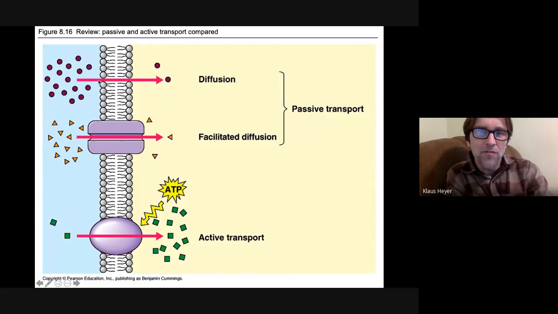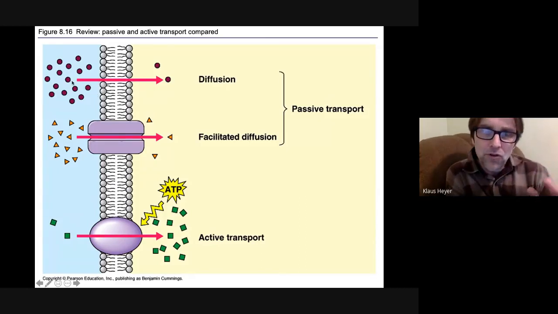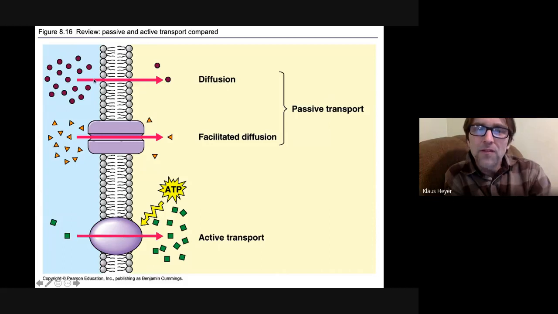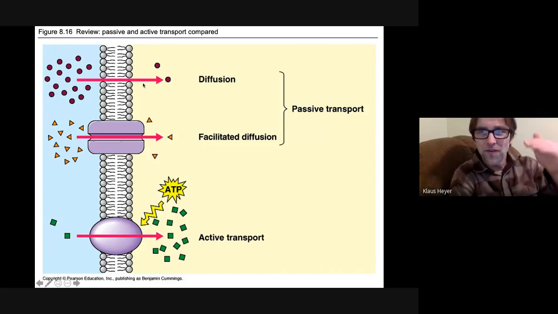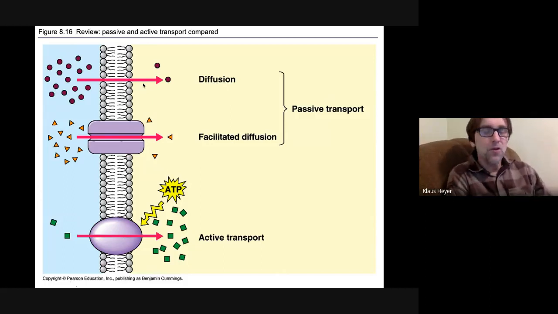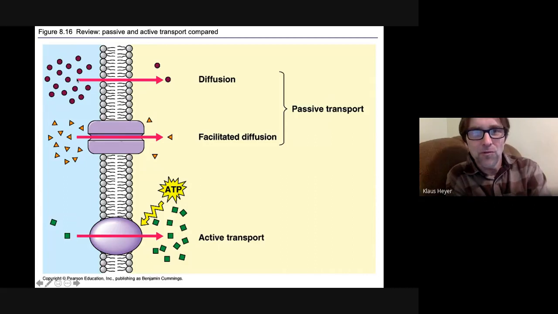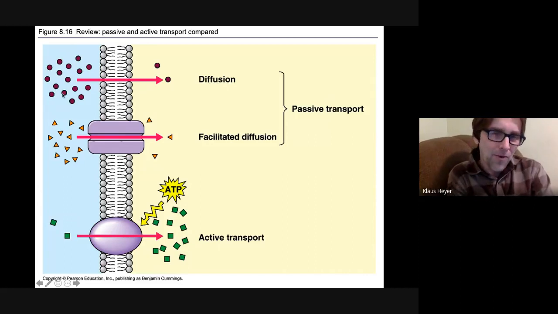So here's like an example of it. Both of these are passive, right? So what a lot of things will do is they'll simply squeeze in between the phospholipid bilayer, and it'll move in, right? So you can already see how many of these circles are going to move in. Well, I don't know. I don't want to count it, but it's going to keep moving. It's going to keep moving like this until they equal out.